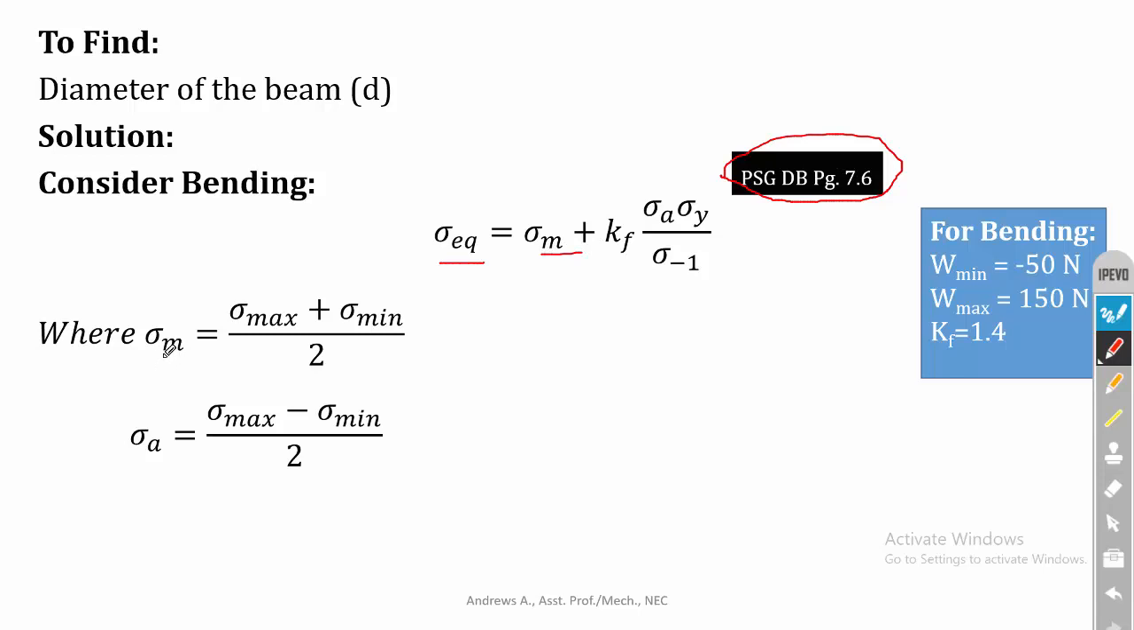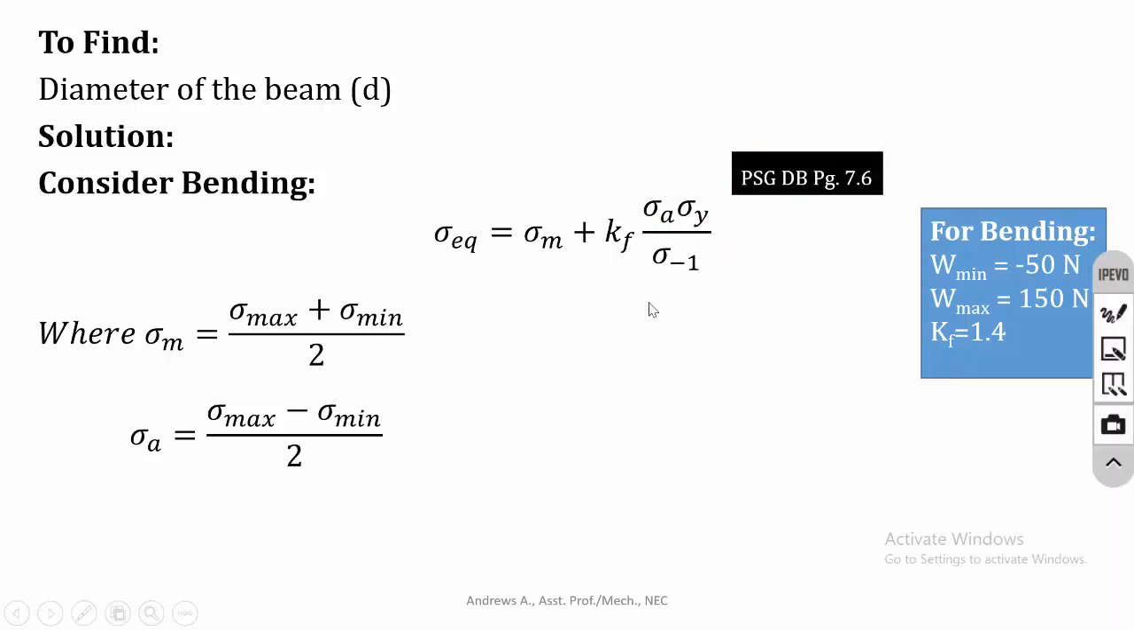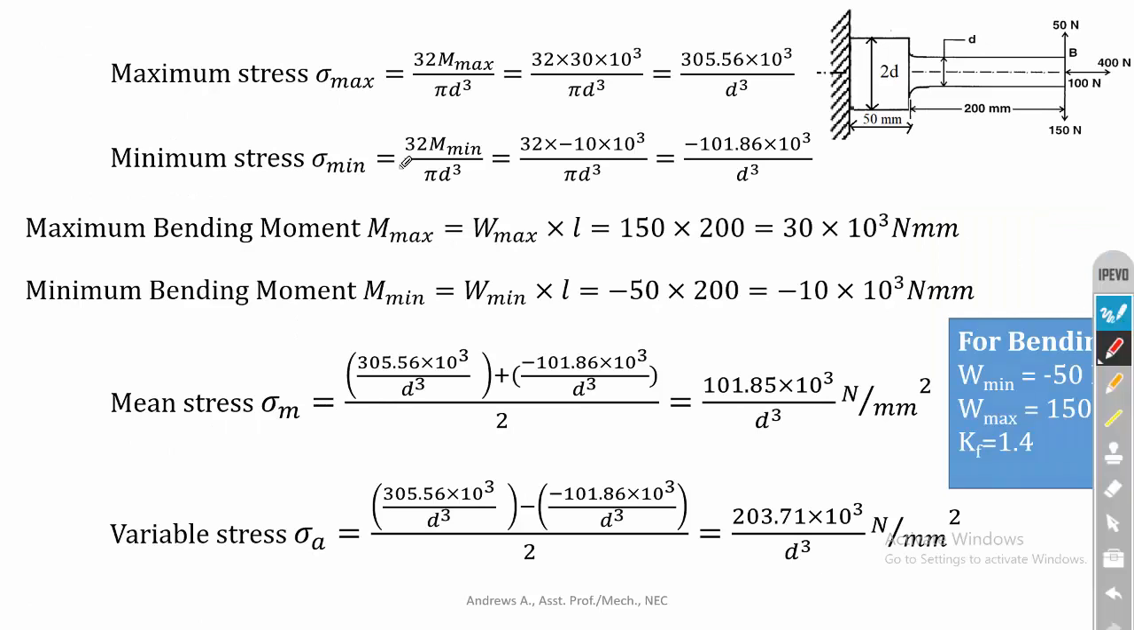Here sigma m is the mean stress. As we all know, mean stress is sigma max plus sigma minimum divided by 2, and sigma a is sigma max minus sigma minimum divided by 2. So we should calculate sigma m and sigma a. Kf for bending is given, sigma y is also given, and the endurance limit stress is also given. So we'll calculate sigma m and sigma a.